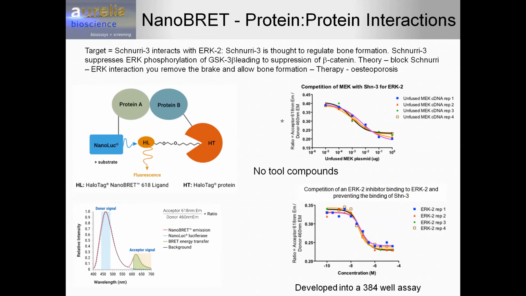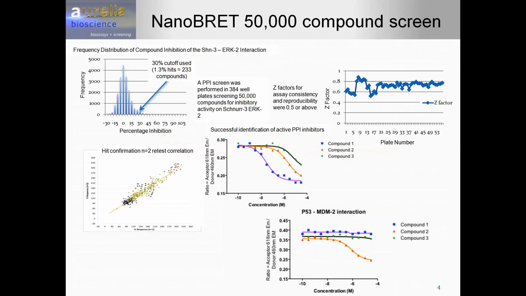So we went on to develop the assay into a high-throughput assay, and then to screen 50,000 compounds in this 384 format. Top left is showing a frequency distribution graph of the hits, and the client picked a cutoff of 1.3%, which gave them 233 compounds. We then went on to retest those, which is shown below that, and so we got a really good retest of response 1 on the x-axis versus response 2 on the y-axis.